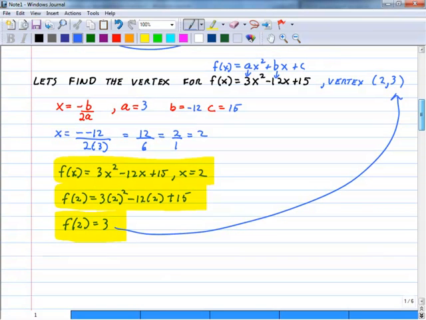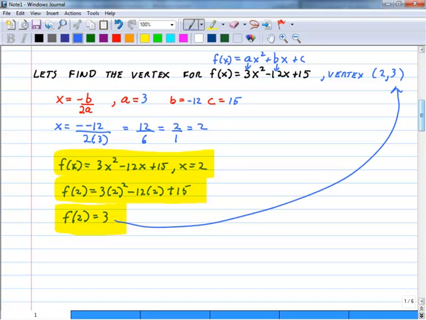So now that we've done that, we're going to start getting into some nitty-gritty here and things called the axis of symmetry.